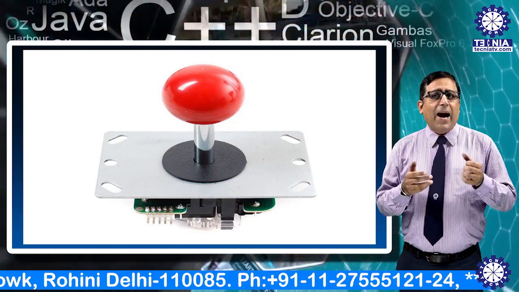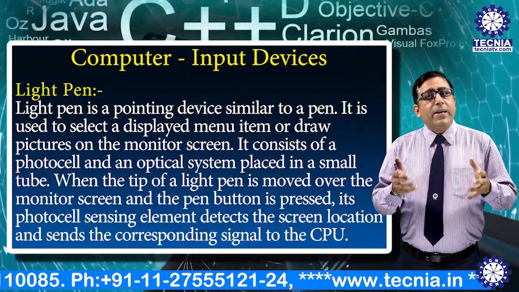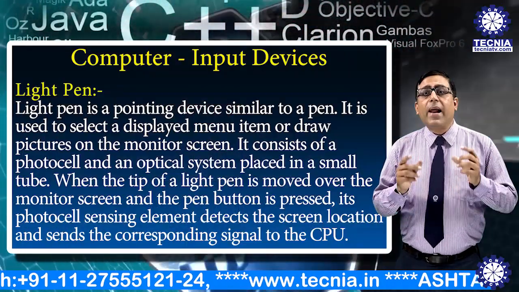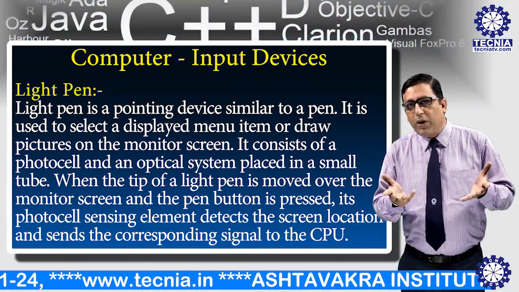Joystick is just like a handling machine which gives the direction to its movement. The next input device is your light pen. What is the function of light pen? Light pen is an input device.